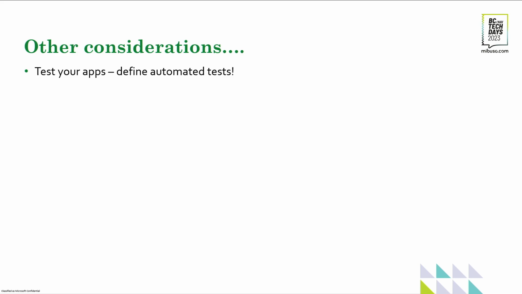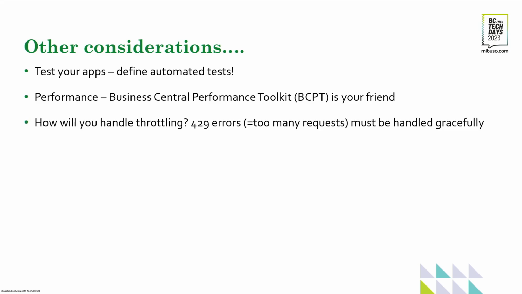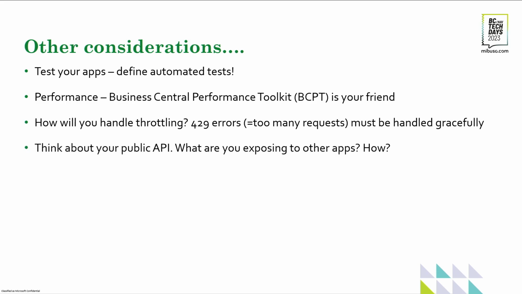You need to have automated tests to make sure you have high quality and you don't have any regressions there. Think about performance. When you're going to AppSource, you'll have many customers. You'll be running in SaaS, and performance there is critical. You'll also have to take into account some scenarios such as throttling. You might be getting 429 errors for sending too many requests, so you have to be able to handle them gracefully in your app, so think about that.